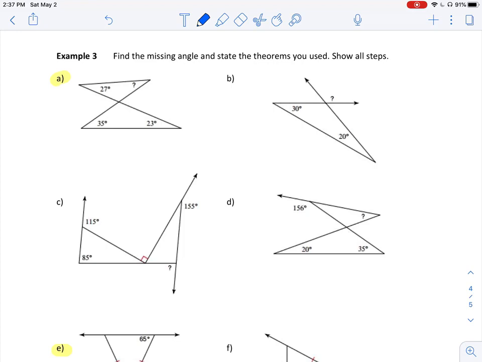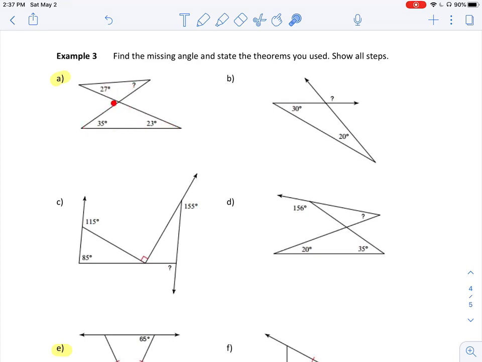Example A. Okay, we have 2 triangles. We're trying to find this angle here. Well, wherever I'm trying to find the unknown, I always ask myself, can I, in one shot, figure this out? Well, no. I know that all the angles inside a triangle are 180, but I'm missing 2 pieces of information, so I can't really do anything.